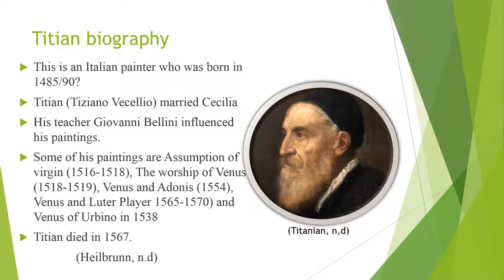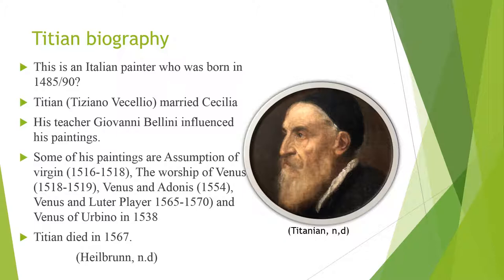Titian is an Italian painter who was born between 1485 and 1490. Titian was married to Cecilia. He is also known as Tiziano Vecellio. His paintings were influenced by his teacher Giovanni Bellini, and some of his paintings include Assumption of the Virgin, The Worship of Venus, and others. This man died in 1567.